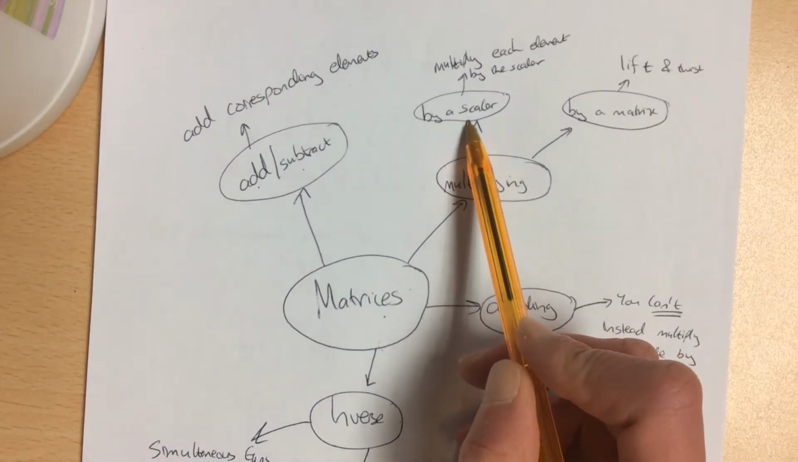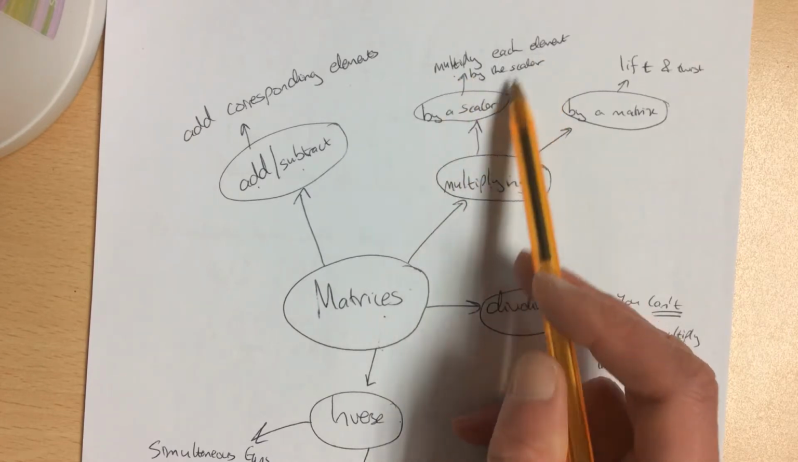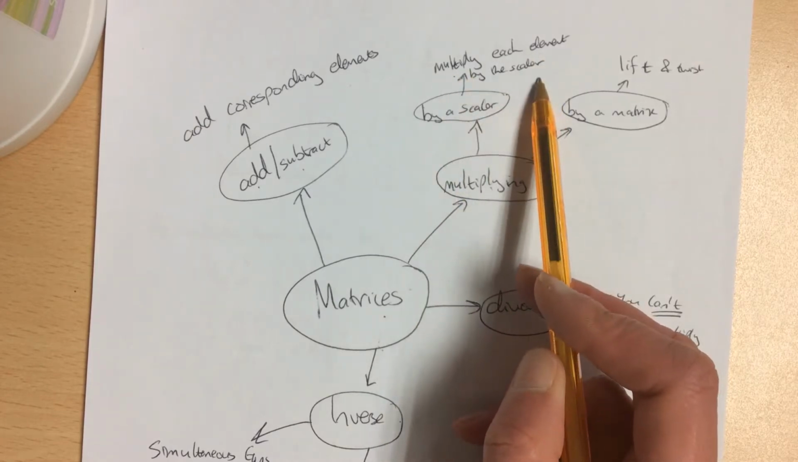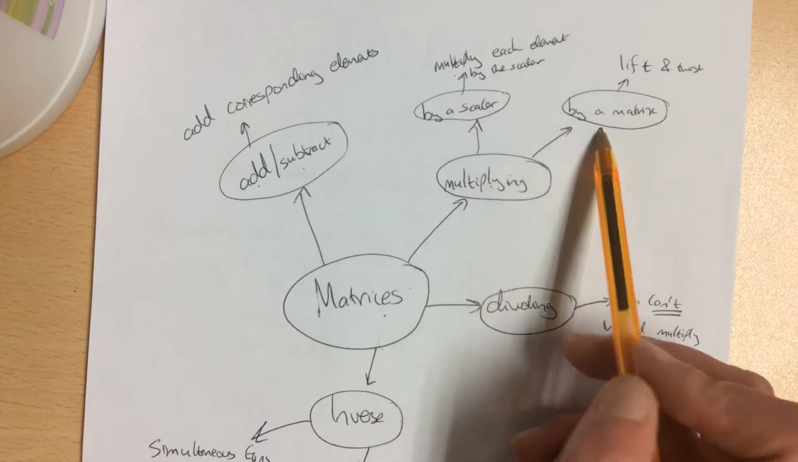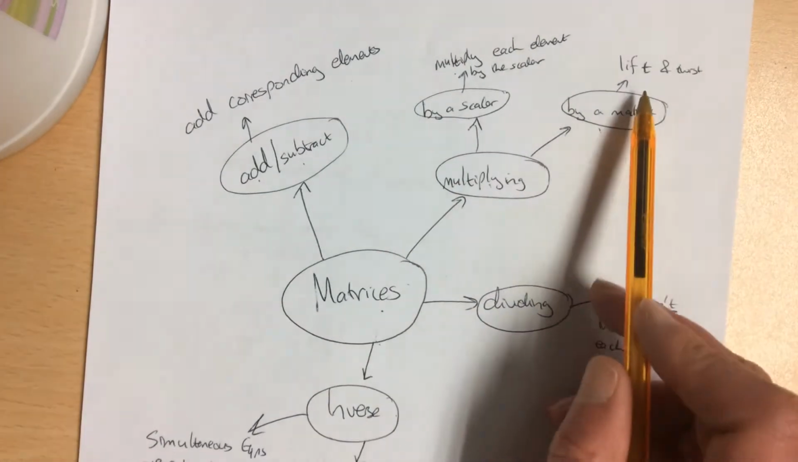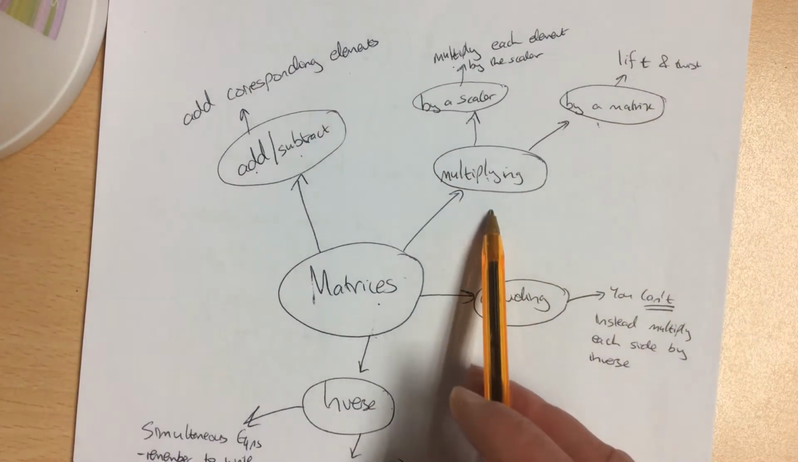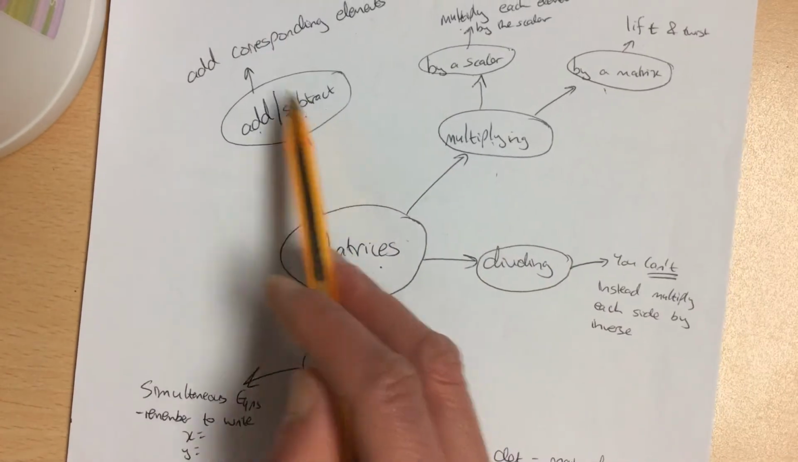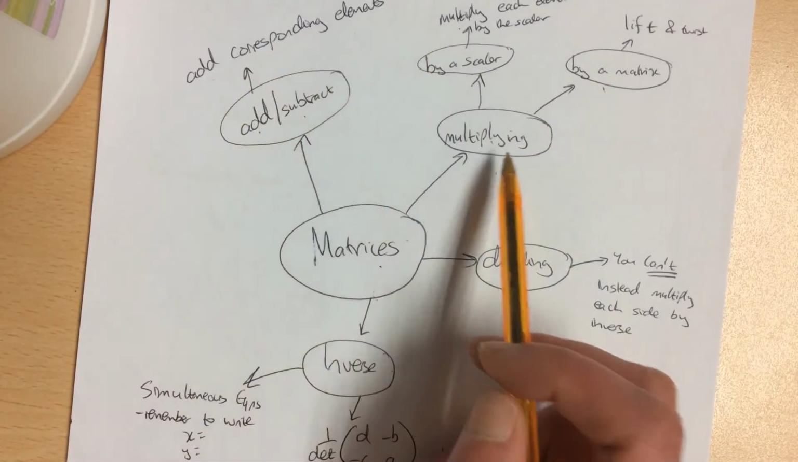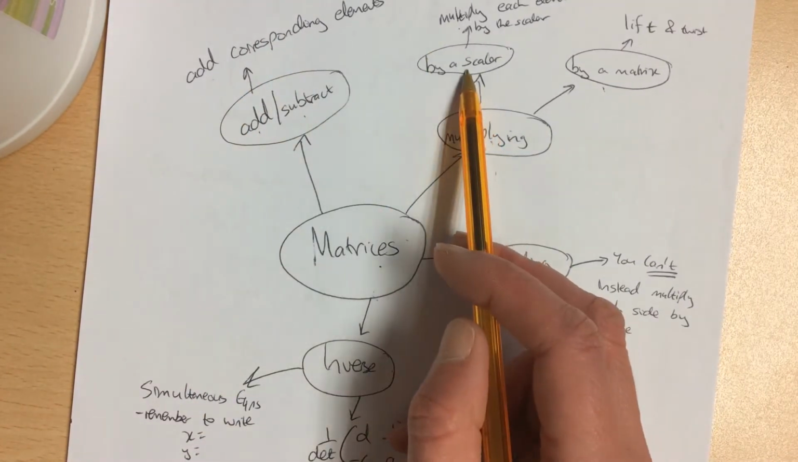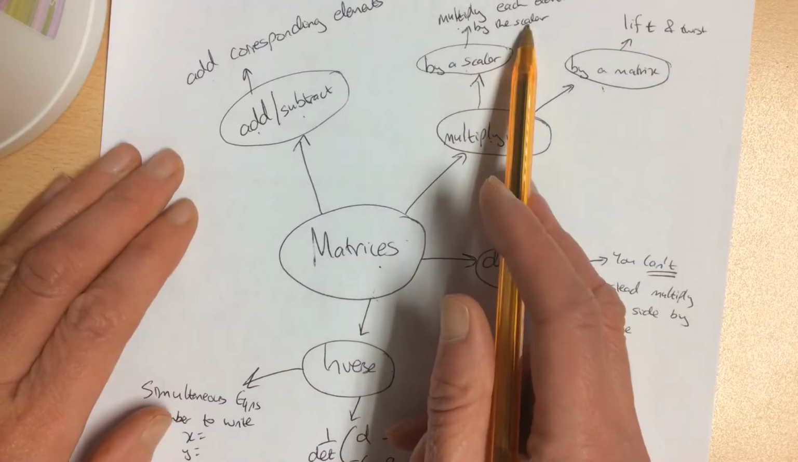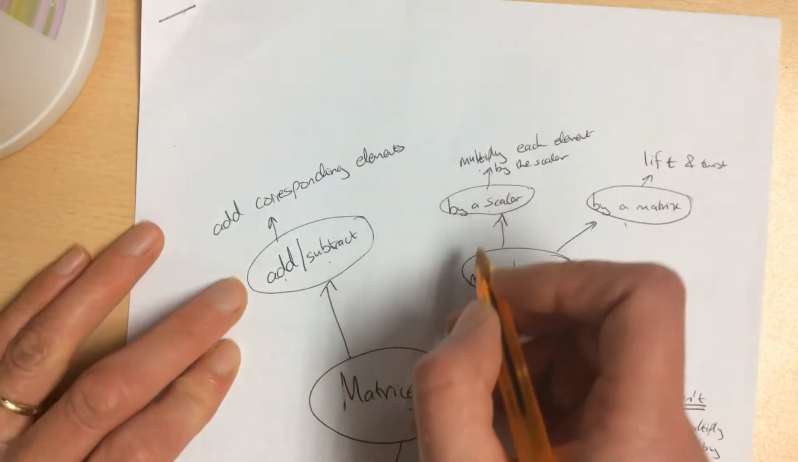If you multiply by a scalar, you multiply each element by the scalar. A scalar is just an ordinary number. If you're multiplying by a matrix itself, you lift and twist. So, adding and subtracting is adding corresponding ones. Multiplying by a scalar, maybe I'll just actually show you here.